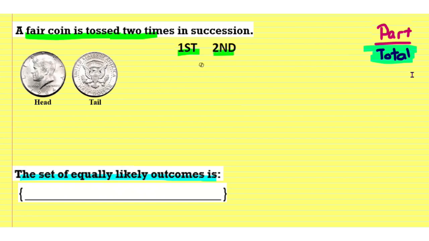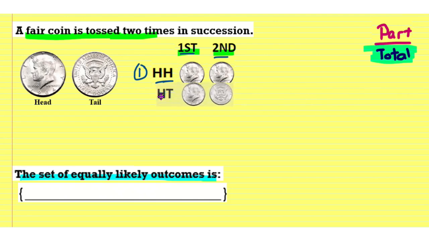On the first toss, we could get a head, and on the second toss, we could also get a head. So that is one option right there. On the first toss, we get a head, and on the second toss, we get another head. That could be our first option. The next possibility could be that we get a head on the first toss, and then on the second toss, we get a tail. So here we're getting a head and a tail. That would be option number two.